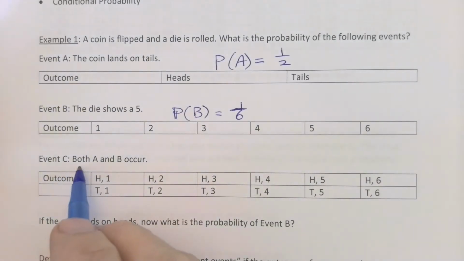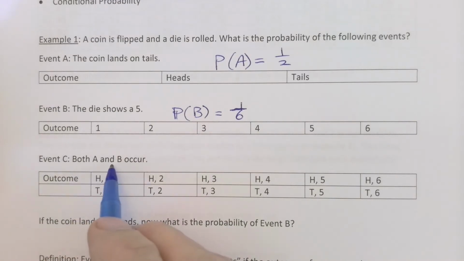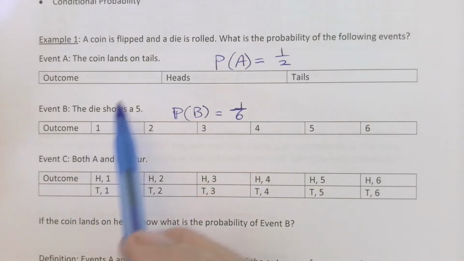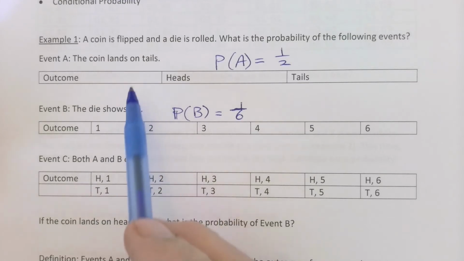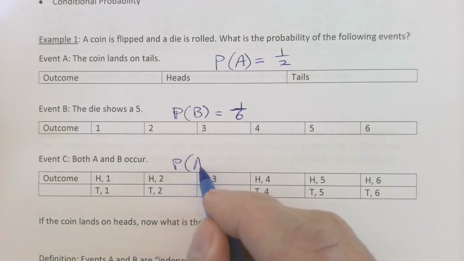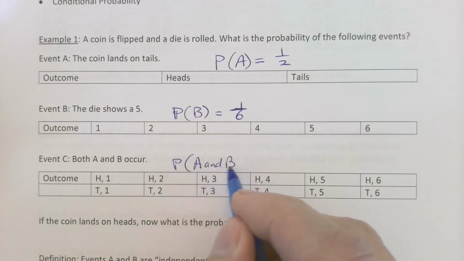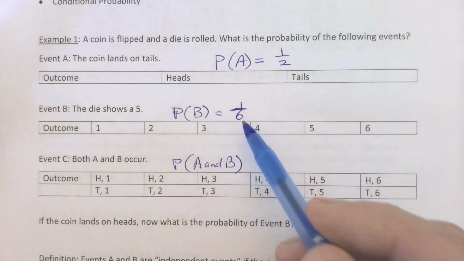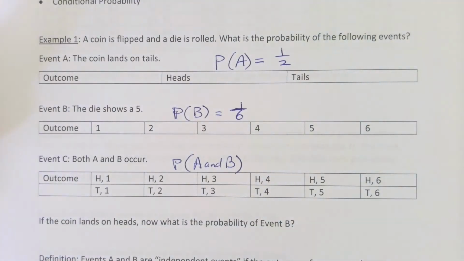Now we have a joint probability. What's the probability that both A and B occur, so that we get tails for the coin and 5 on the die? We want both of these things. And this probability is not very high. In fact, it's lower than both of these because you're asking for two things that aren't very likely to begin with, and you want them both to happen.